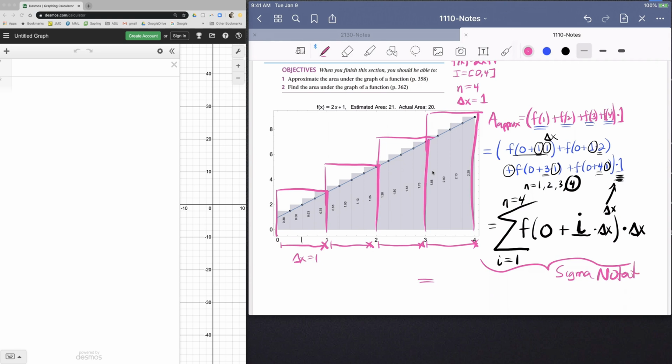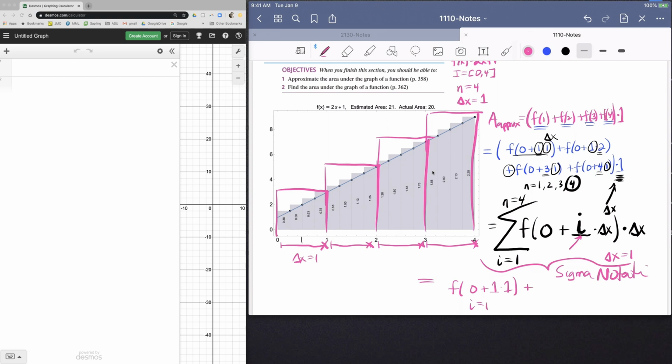and it represents when i is equal to 1, you'll put a 1 here for i. And because delta x, we know in this problem, is equal to 1, when i is equal to 1, you'll get 0 plus 1 times 1. That's i equals 1.